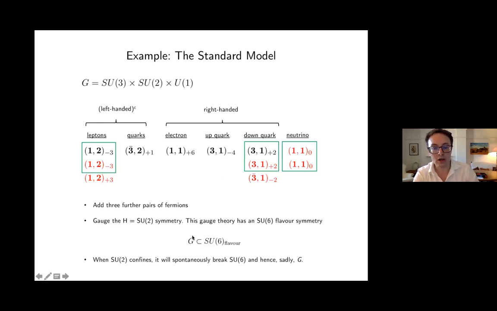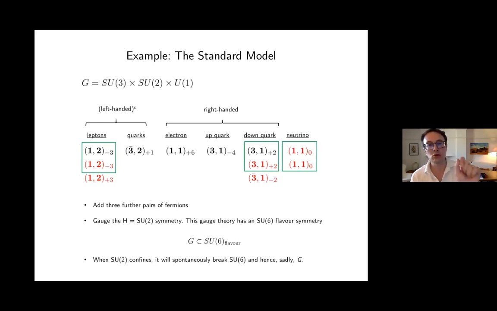And it's not hard to see that the standard model group G is embedded within that SU6. All right, so what happens? This SU2 will confine, but what happens is not good. We know what this theory does from some sort of fairly naive expectations, but also from lattice simulations. This can be simulated on the lattice.